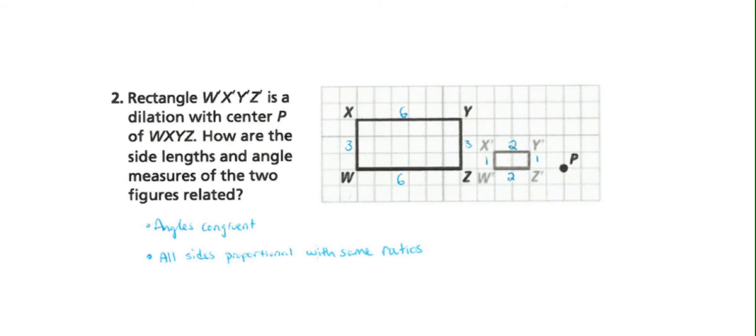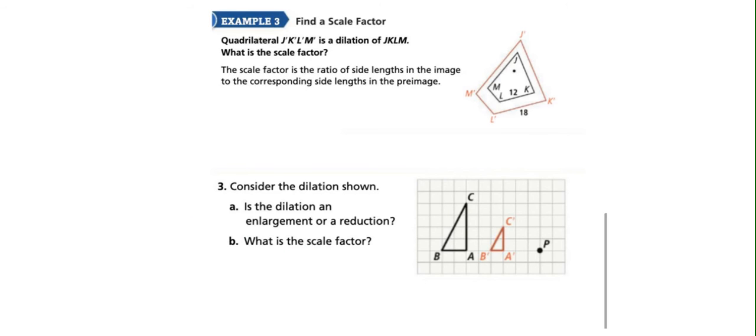And then all sides are proportional because we can see some of them are 6 to 2, which reduces to 3, and then some of them are 3 over 1, which reduces to 3. If they all have a ratio of 3 to 1, then they're proportional. Now, in example 3, what we want to do is find the scale factor.